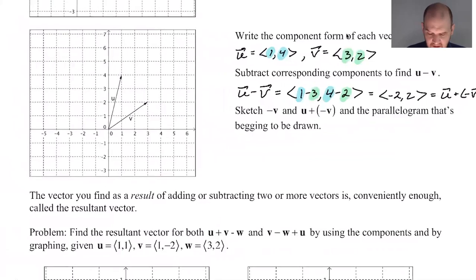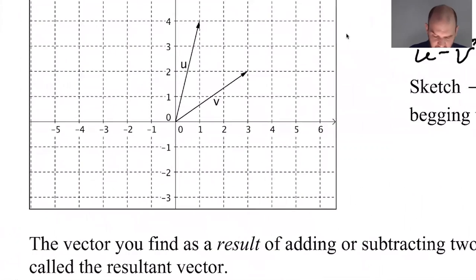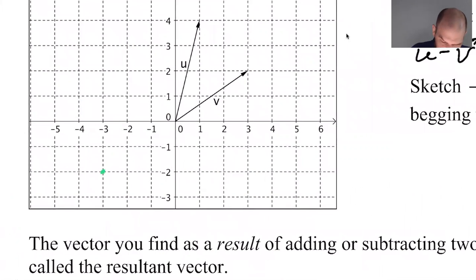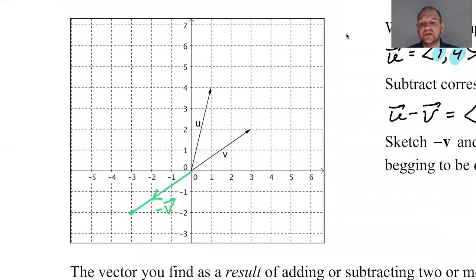So let's see if we can do that. First, I'm going to create a new vector that is negative v. If v is 3, 2, so go 3 to the right and 2 up, negative v would be 3 to the left and 2 down. So 3 to the left, 2 down takes me here. I'll put it in the middle so things don't get too cluttered. They're going to end up cluttered anyway. So that's negative v.